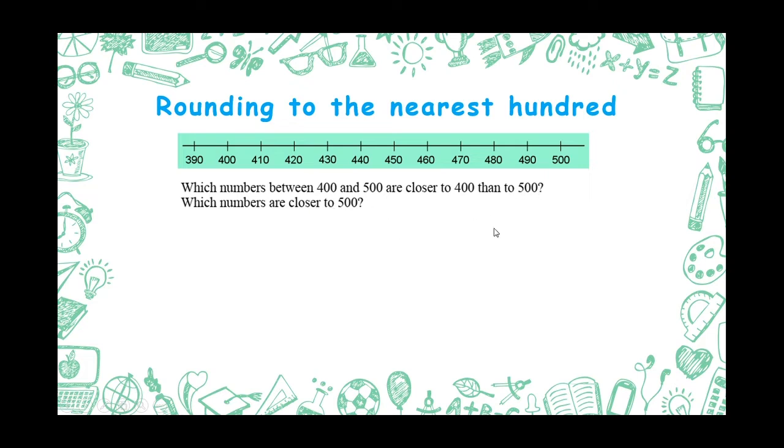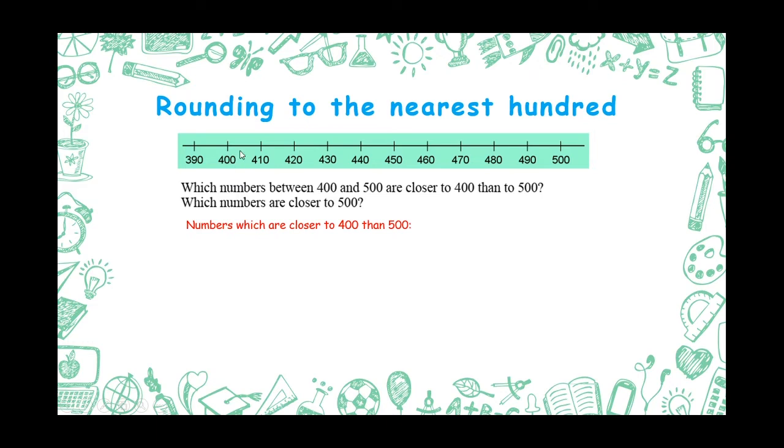So let's start with the first question. Which numbers are closer to 400? So let's look at our numbers. We have 400, 410, 420, 430, 440, 450, 460, 470, 480, 490, 500. Is 490 closer to 400 or 500? That's right, 490 is close to 500. Which ones are closer to 400?